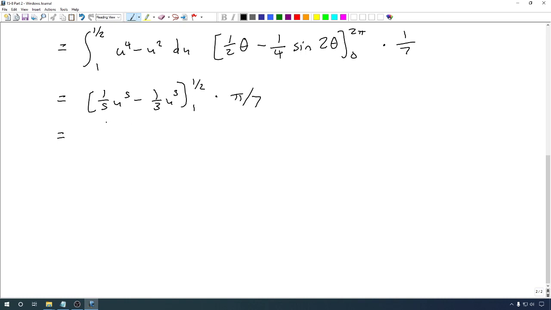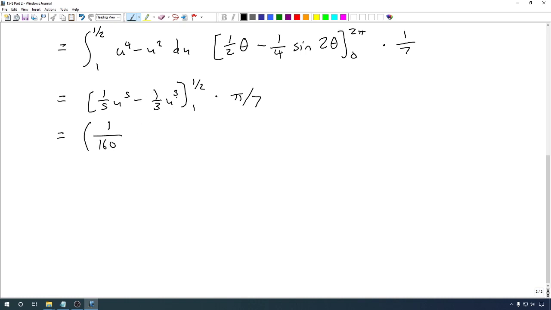Finally, we get to plug in our values here. We have 1/5 times 1/2 to the 5th power, or basically we're going to multiply that 5 by 2 to the 5th power. It's 5 times 32, basically. It's going to be 160. We have 1 over 160.